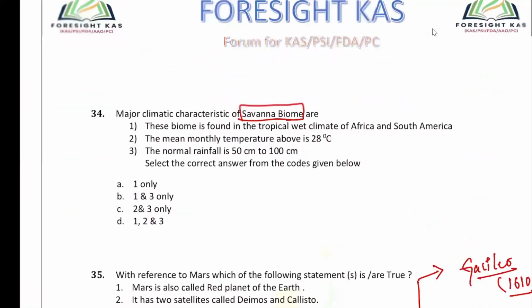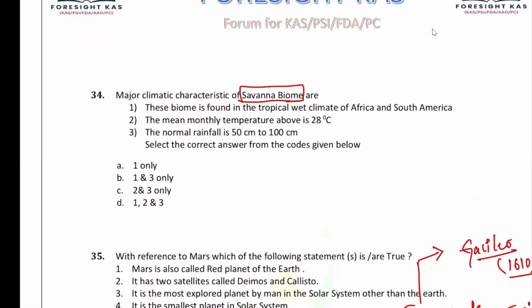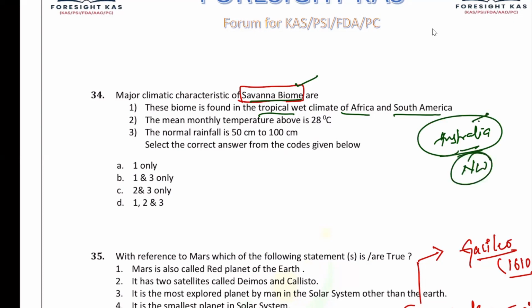Very important. Savanna biome. I have also completely discussed the savanna climate and its region in the previous video. So kindly watch. This biome is found in the tropical wet climate of Africa and South America, even Australia also. I have told it is found in the northwestern part of Australia. In the question they have swapped it and given southwestern part. So kindly remember the regions where it is distributed.